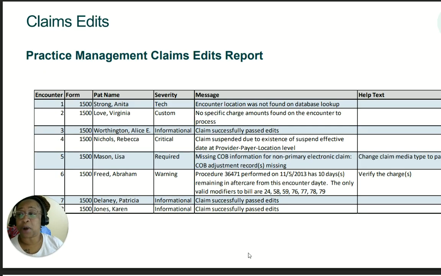Claims edit, which is part of the practice management claims edit report. This is an encounter showing all of the information that was entered and possibly showing that the claim was submitted correctly or if there was any information that is needing to be reviewed.